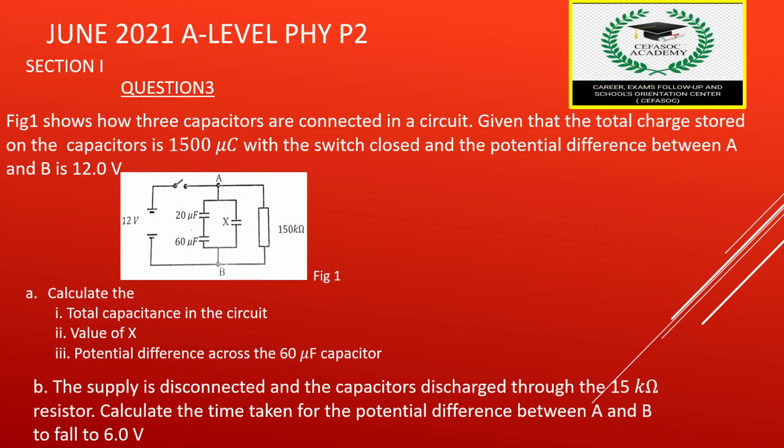So the question: figure 1 shows how 3 capacitors are connected in a circuit. Given that the total charge stored on the capacitors is 1500 microcoulomb, with the switch closed and the potential difference between A and B is 12.0 volt. And I've represented the figure. A. Calculate (1) the total capacitance in the circuit, (2) the value of X, (3) the potential difference across the 60 microfarad capacitor. B. The supply is disconnected and the capacitors discharged through the 15 kilo ohm resistor. Then calculate the total time taken for the potential difference between A and B to fall to 6.0 volt.